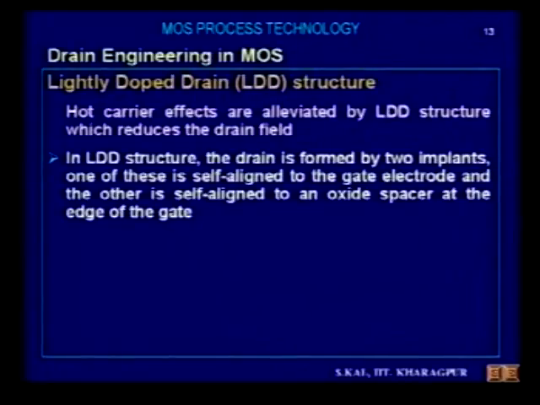In the LDD structure, the drain is formed by two implants. One of these is self-aligned to the gate electrode, and the other is self-aligned to the oxide spacer at the edge of the gate. Oxide spacer I discussed in the last slide. So two drains are formed in the LDD structure. One is automatically aligned to the gate electrode, and the other is self-aligned to an oxide spacer at the edge of the gate.